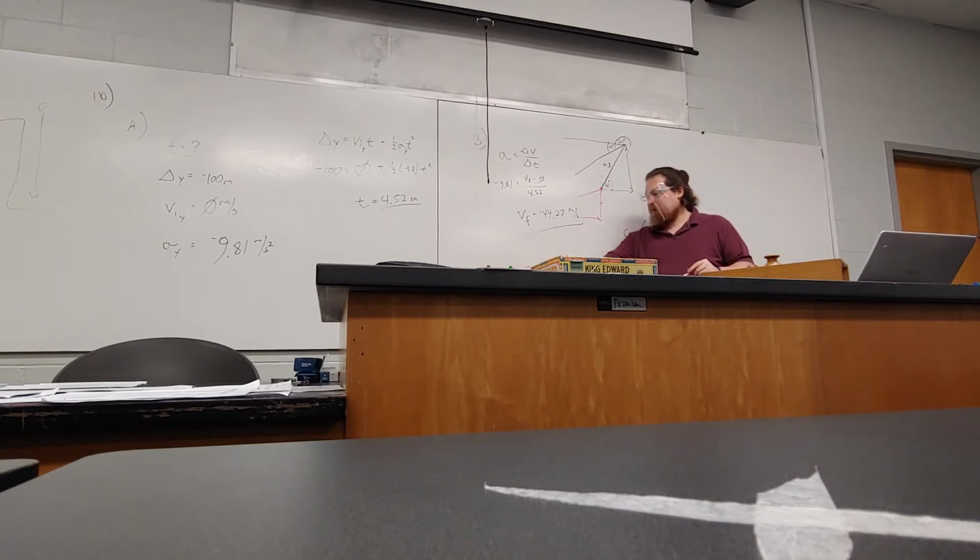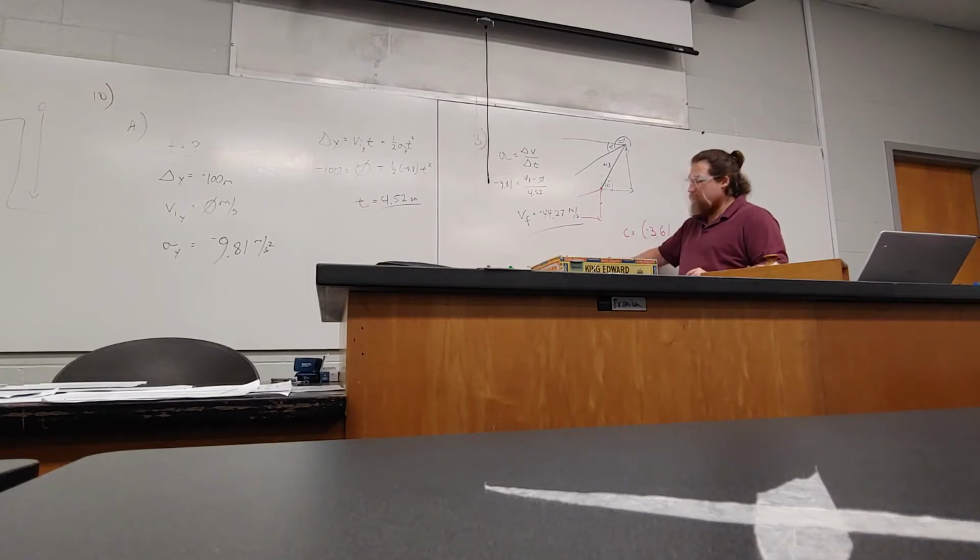We want final velocity. We know initial velocity is 0. We know what acceleration is. We know the displacement we are going to travel. Actually, if you plug in two negative numbers here, you get a positive answer out.